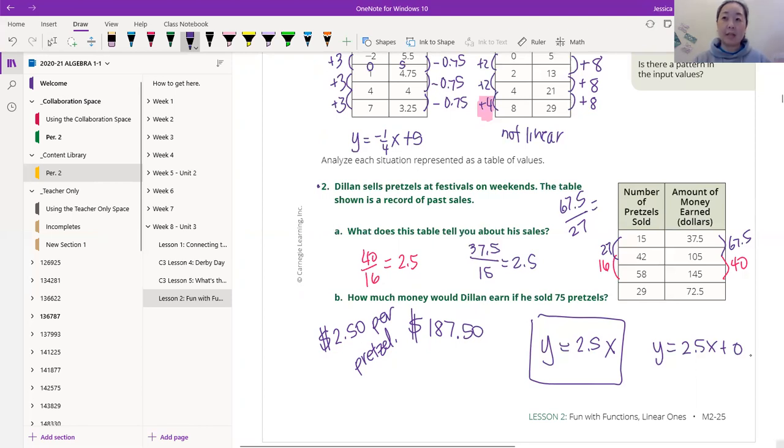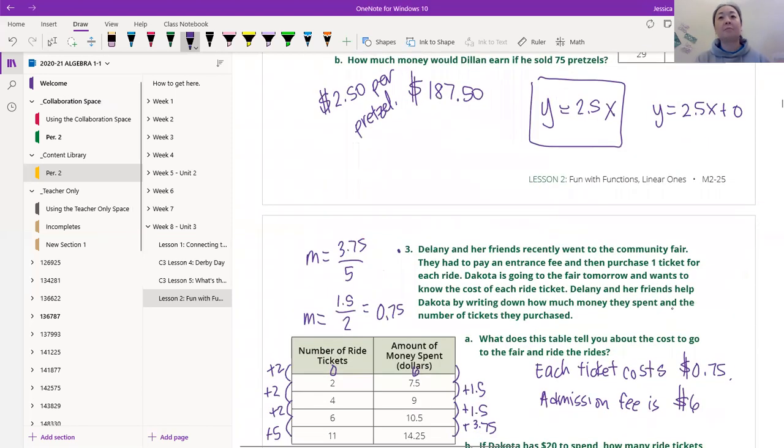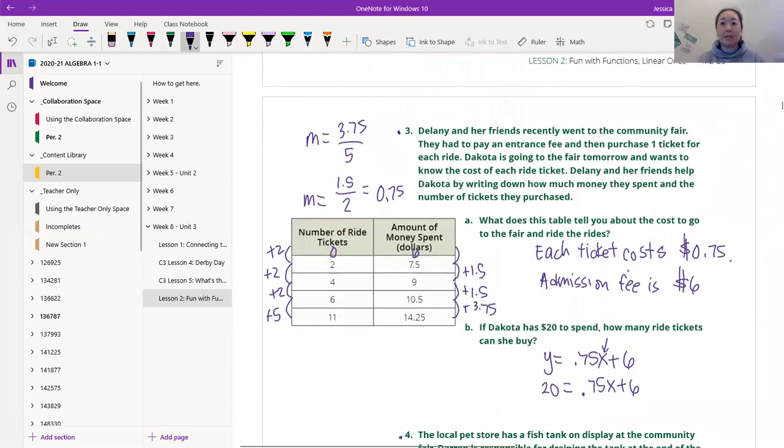Now, that was lucky because we got the initial amount to be 0, but what if it's not 0? Then what do we do? This is the exact problem that Delaney had. Delaney and her friends went to the community fair, I'm thinking Washington State Fair, but cheaper. They had to pay an entrance fee and then purchase one ticket for each ride. Dakota is going to the fair tomorrow and wants to know the cost of each ride.